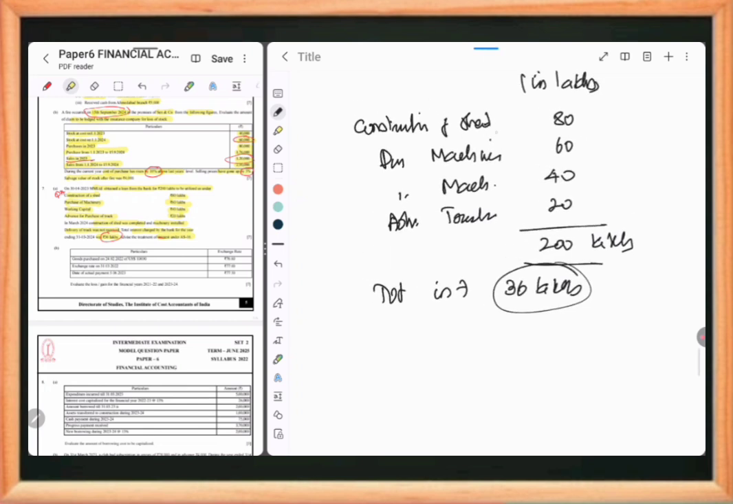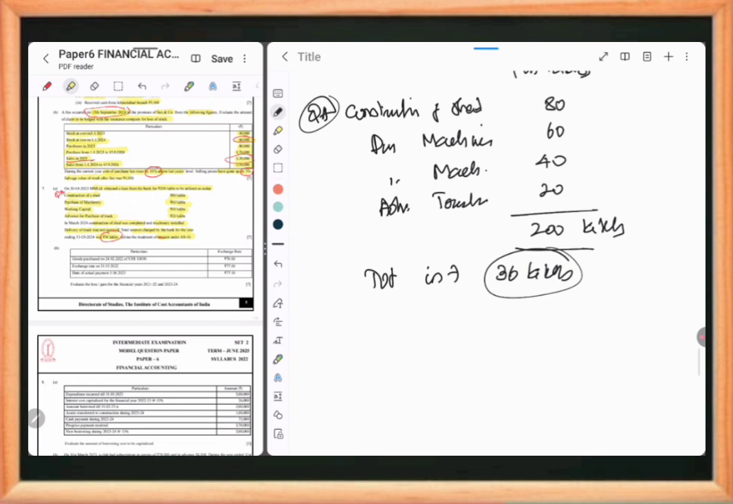So construction of the shed, that is a qualifying asset, so it should be capitalized. How much should be capitalized? Out of 200 lakhs expenditure, the construction of the shed expenditure is 80 lakhs. So of the total interest of 36 lakhs, the interest belonging to the loan obtained for construction of the shed is 80 divided by 200 into 36. That is 14.40 lakhs. This should be capitalized.